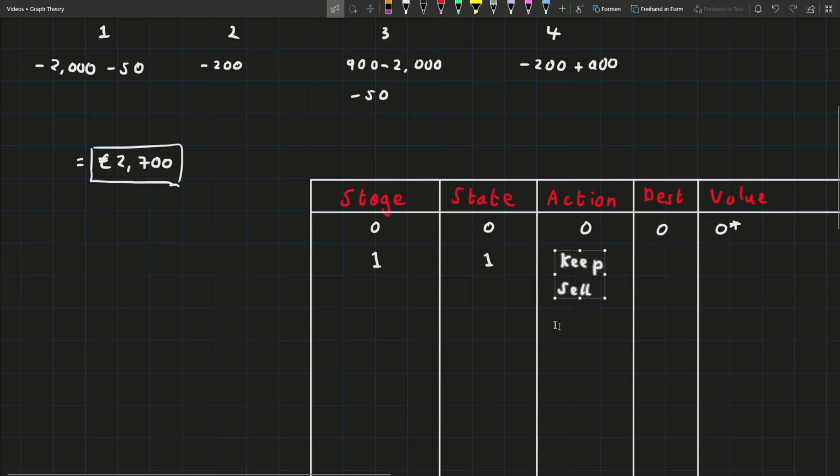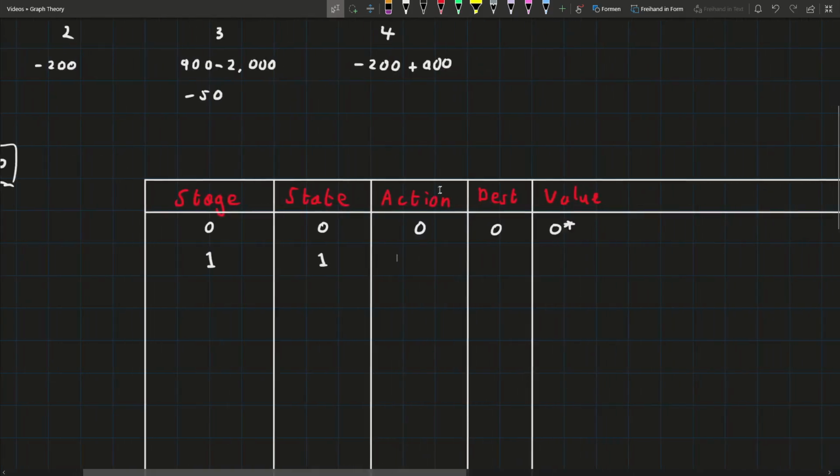Sorry, this way of doing it's actually really slow. The way that you should think of it is how long we're going to keep it for. So our action is how long to keep it. There's actually a few ways of doing this. You can do keep, sell, but it gets really long and takes ages. So it's actually better to say how long you're going to keep it for.